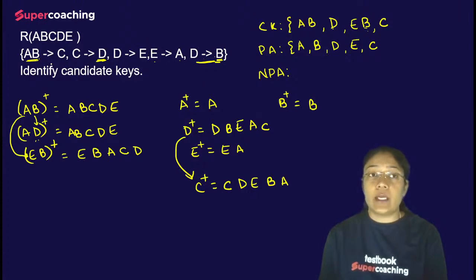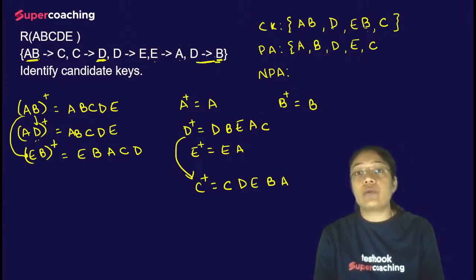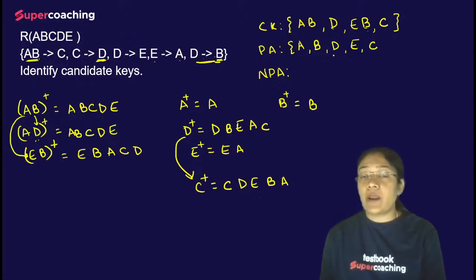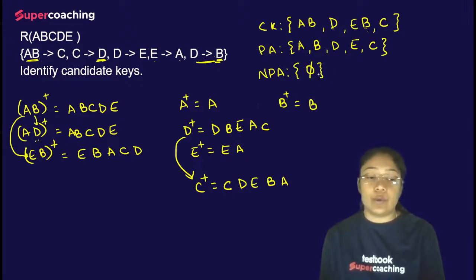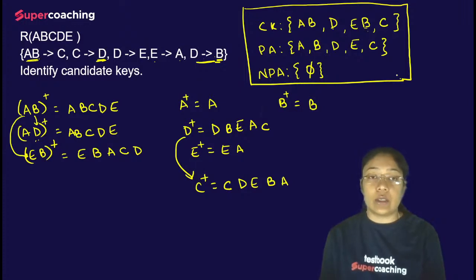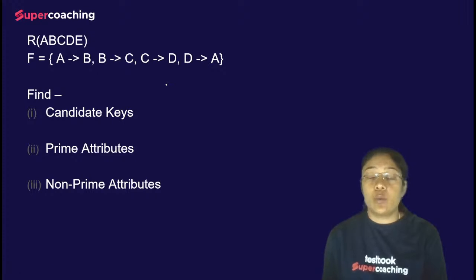C is present on the right hand side of AB. We have checked for AB, and that's it. There is no other possibility, so we'll stop here. In this case, we are getting in total 4 candidate keys, out of which 2 are composite keys and 2 are simple keys. All the 5 attributes are prime attributes, so in this set we are not getting any non-prime attribute. There is no non-prime attribute for this relation. Let's move on to the next one.